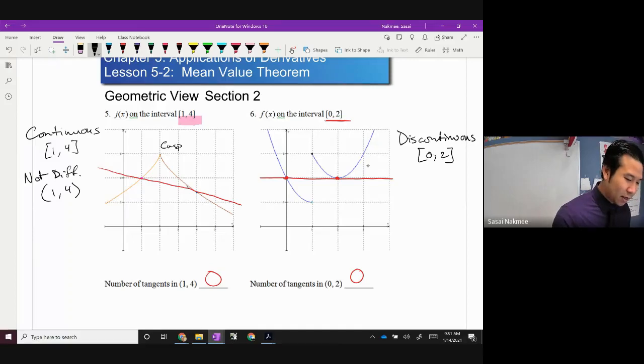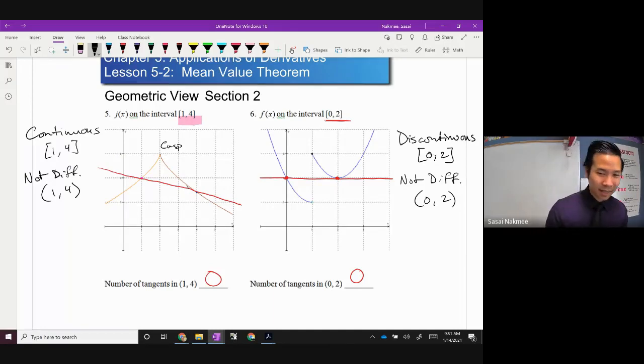Secondly, this is also not differentiable as well. Would you guys agree? From 0 to 2. Where do you have the problem with differentiability? I'm just kidding. I think you guys already know, right? I can't take the derivative at 1 as well.